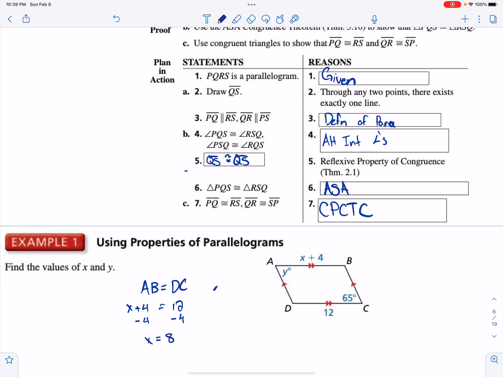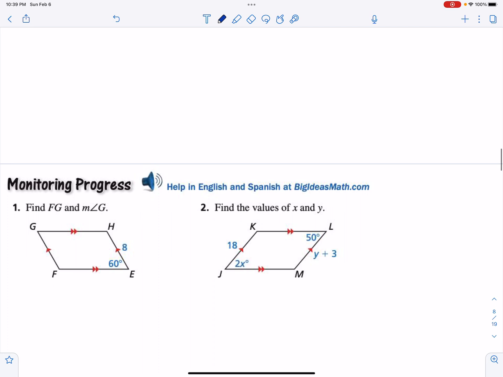Okay, for the next one, we have angle A has to be equal to angle C. So angle A is where my variable was Y. Angle C we already know is 65, so we're already done. We just get Y equals 65. So take a moment, pause, try these, find the measures of the indicated values, and then we can move on.